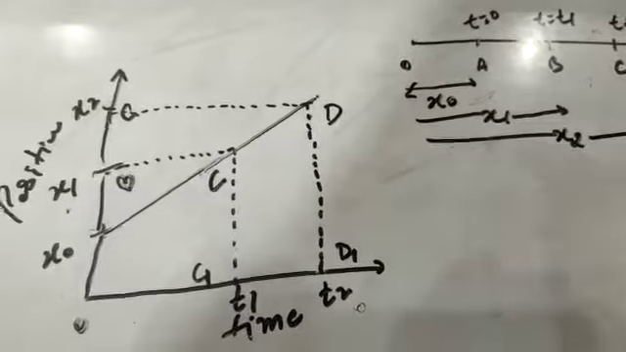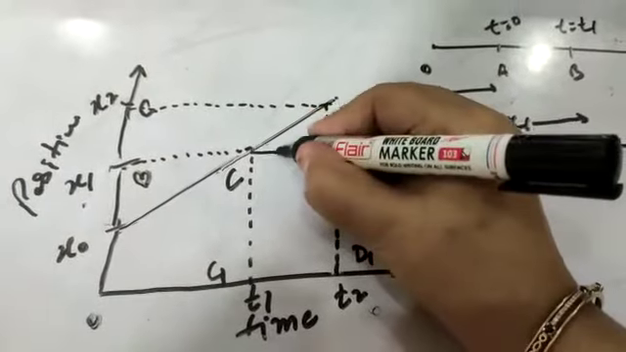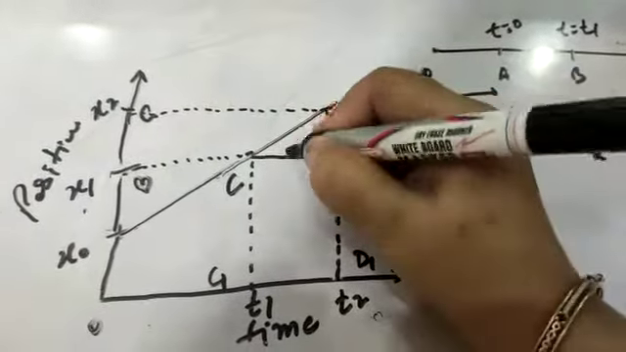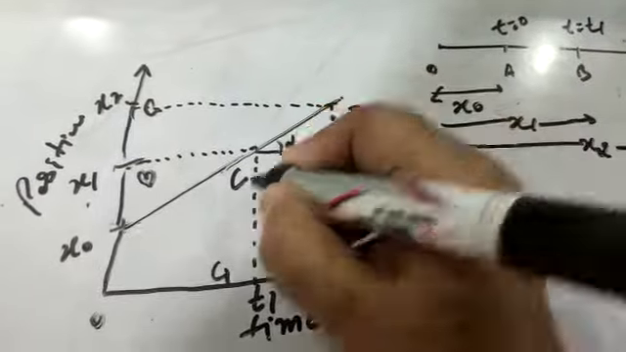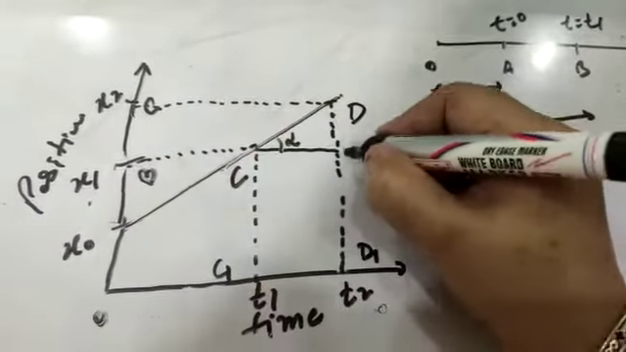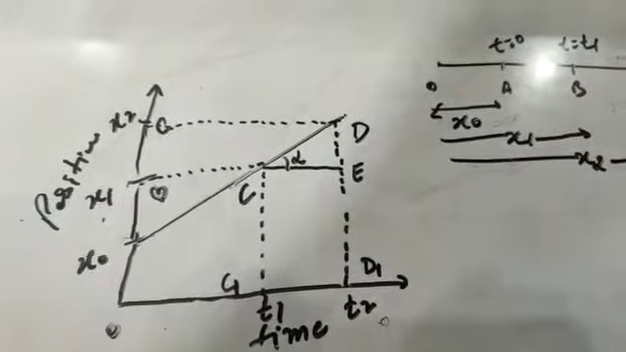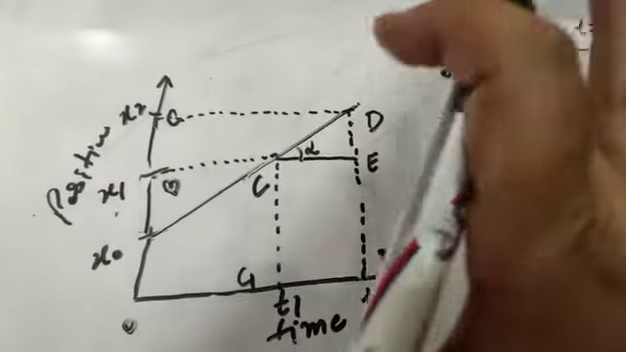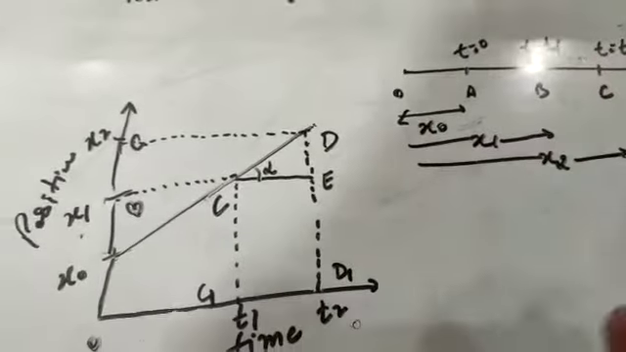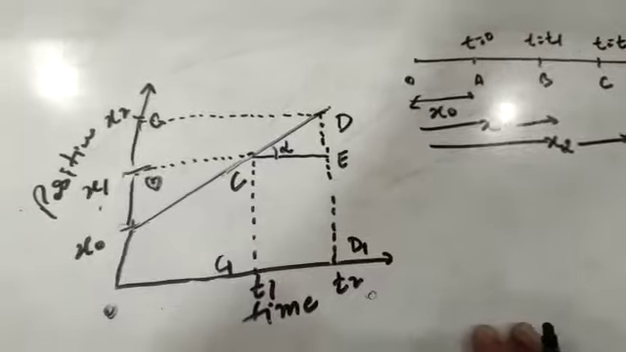Now let us join this line also. Let this line make an angle alpha with the horizontal. We can draw here also. We can name it E, right? So this is the graph according to these measurements. Now what does this graph indicate?